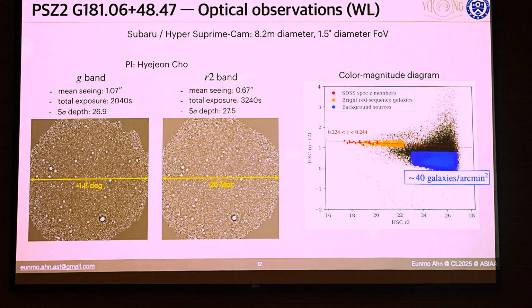So to conduct a weak lensing analysis of this cluster, we observed it using Subaru and Hyper Suprime-Cam in the G and R2 bands. This right figure shows a color-magnitude diagram of the entire field. After identifying spectroscopically confirmed members from the SDSS catalog, we selected background galaxies whose magnitudes are greater than the cluster red sequence and also bluer than the red sequence. And after applying some quality criteria for the shape fitting, our final source density is about 40 galaxies per arcmin square, which is quite a large number considering the observations.